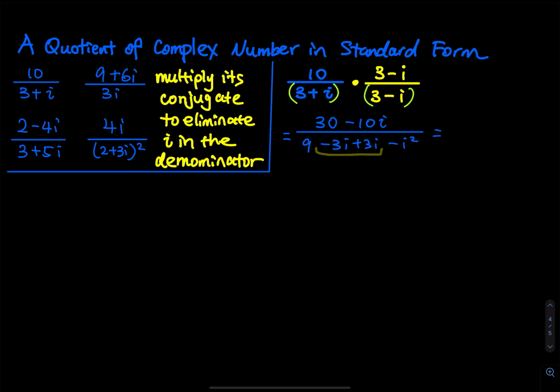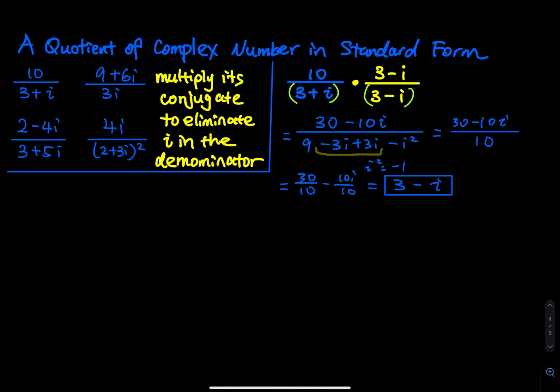And then the top, you have 30 minus 10i. And then the denominator, you have the i squared. So i squared is equal to negative 1. So you have 9 minus negative 1, which is equal to 10. And as a result, that is equal to 30 divided by 10 minus 10i divided by 10. So this is 3 minus i. This is a complex number in standard form, and you don't see an i in the denominator.